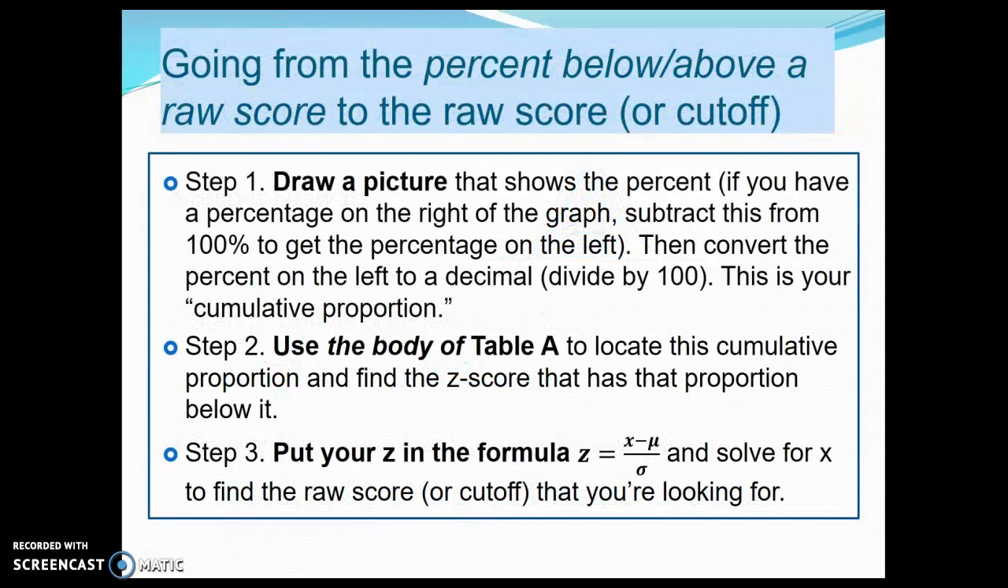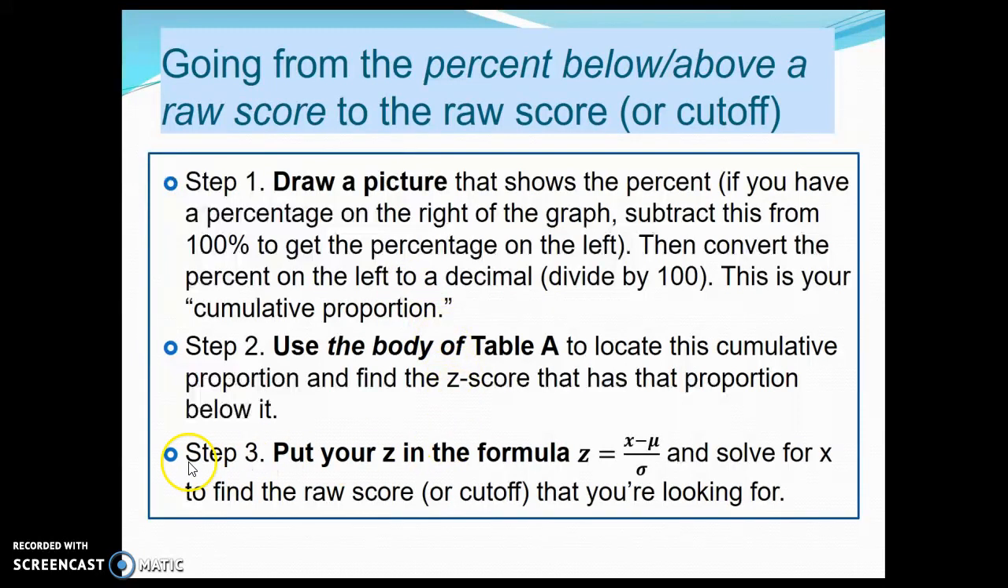Now the other type of problem would be when you're going from a percent below or above a raw score to the cutoff or the raw score itself. So if you're doing this, your step one is still draw a picture, except now you're showing the percent. If you're given the percent to the right of the cutoff, you can go ahead and write that on your drawing, but then subtract that from 100 so that you can write the percent on the left. Convert this to a decimal by dividing by 100, and this is known as a cumulative proportion. It's the portion of the normal distribution that's below whatever mystery z-score it is that you're seeking.